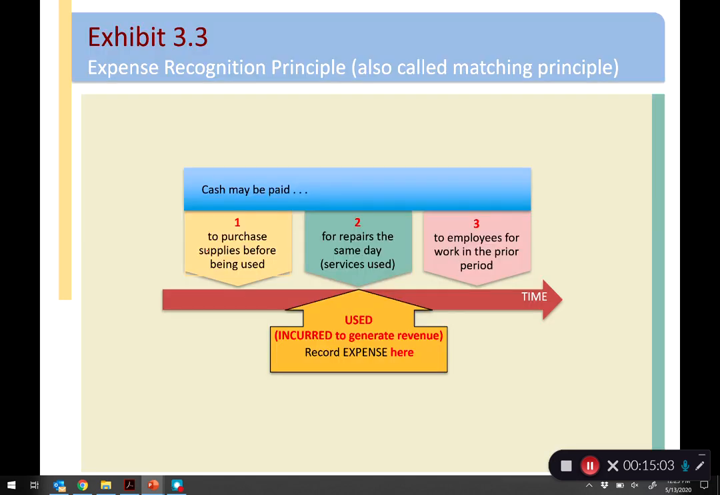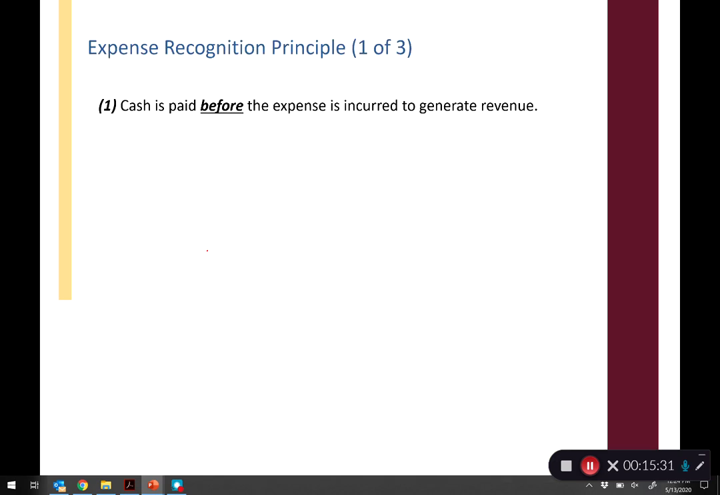Now we're going to move on to the expense recognition principle. It's also called the matching principle because we are matching the expenses in the same period as the related revenue. There's 3 scenarios here that can happen. We can pay cash before we use the expense. We can pay cash at the same time we use the expense, or we can pay cash after we use the expense. So let's go through all 3 examples.